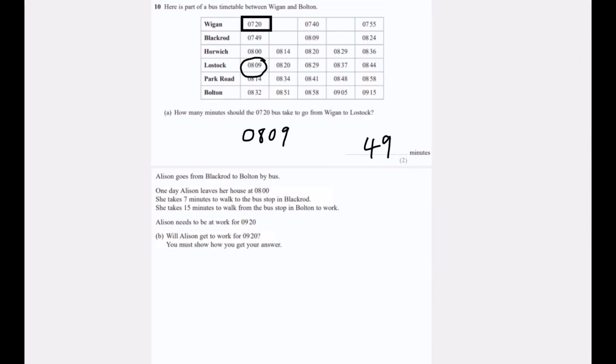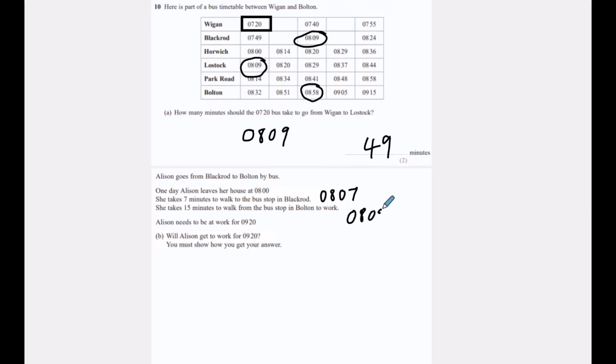Alison goes from Blackrod to Bolton by bus. Alison leaves the house at 8. She takes 7 minutes, so that'd be 8:07 to get to the bus stop in Blackrod. So she gets there at 8:07. That means she gets the 8:09 bus. And she's gone to Bolton.